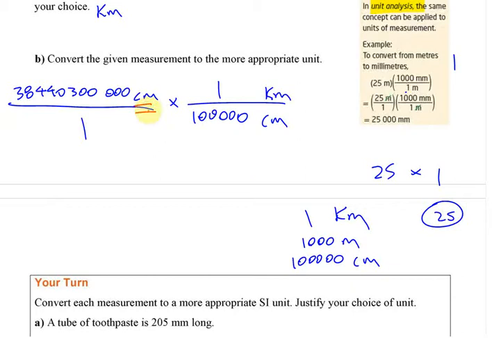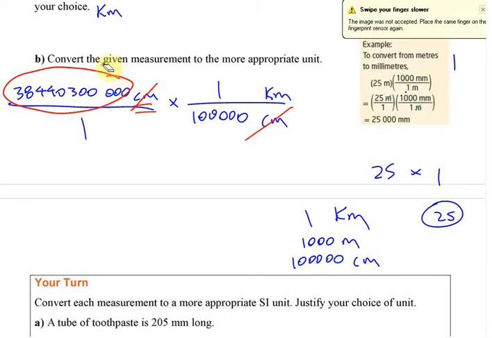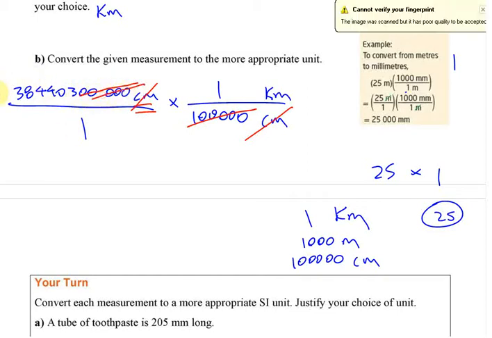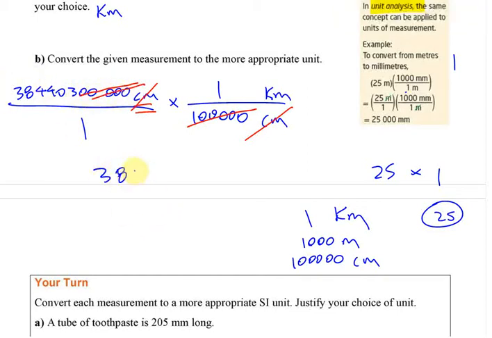It allows you to say, well, I'm multiplying by a fraction that's equal to 1, and this allows me to say the centimeters are going to disappear. And I know that since this is on the bottom, I need to divide by that. If I divide by 100,000, what's the simple way to do that without a calculator? Yeah, get rid of the 5 zeros, right? If I cross out 5 zeros here, what am I left with? 384,403. It's that many kilometers.